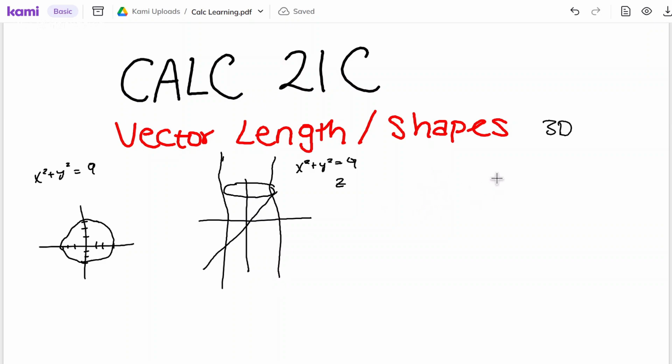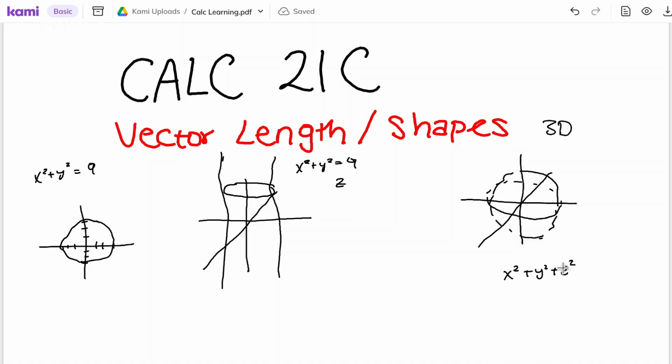And lastly, a sphere on a 3D graph. I'm not really trying to draw a sphere, right? But it'll look something like this. For a sphere like this, the equation would be x squared plus y squared plus z squared equals the radius squared, let's say 4, with a radius of 2.